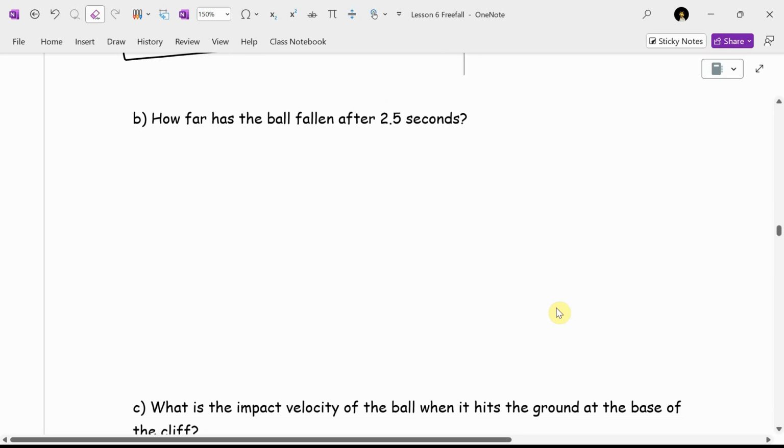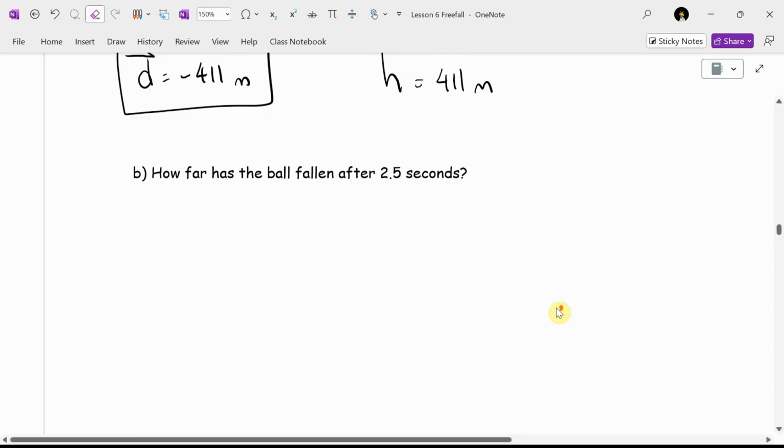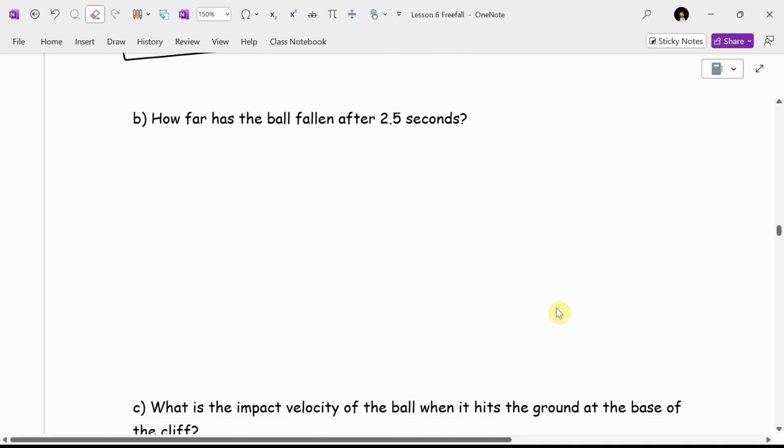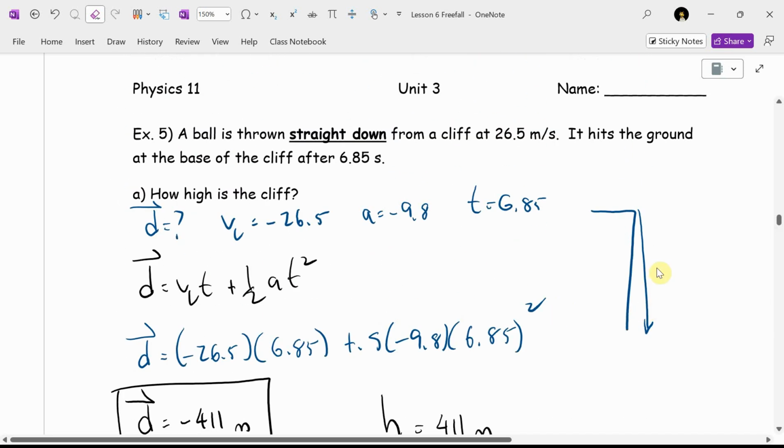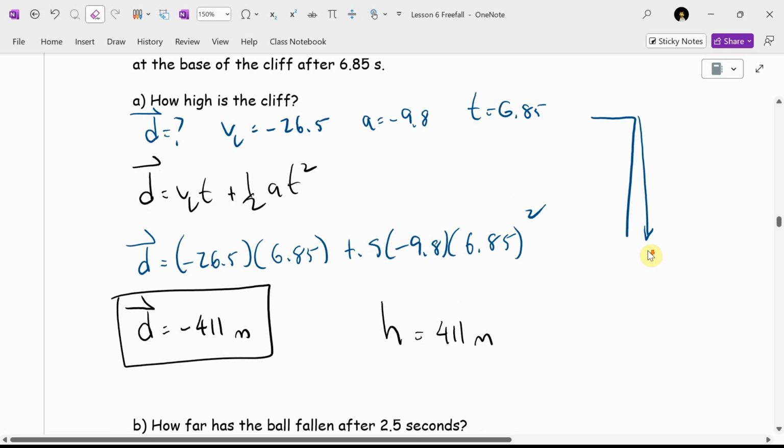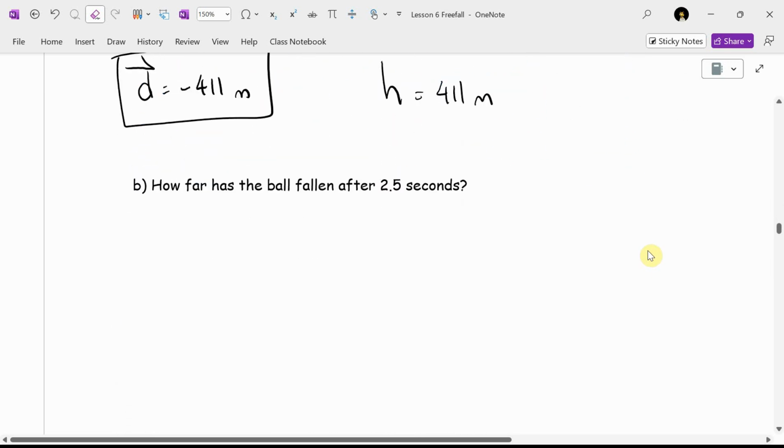Owen, what's B want me to find? How far? What physics concept? What variable from those equations is it wanting me to find? After 2.5 seconds, are we above or below where we started? Am I going to expect a positive or a negative answer? Let's jump in. It's going to be almost the same thing.